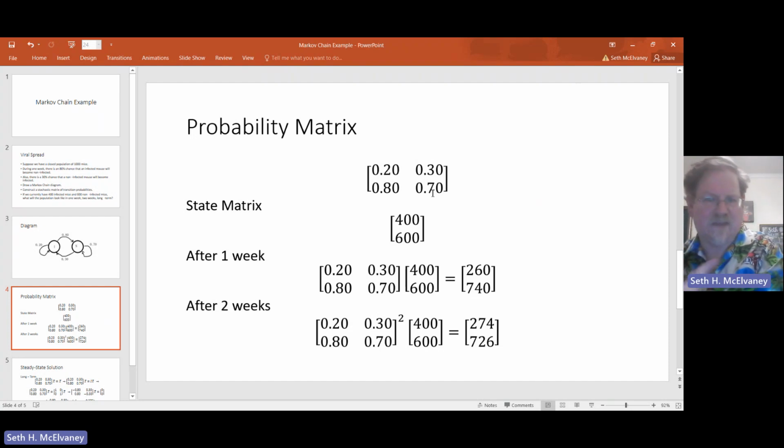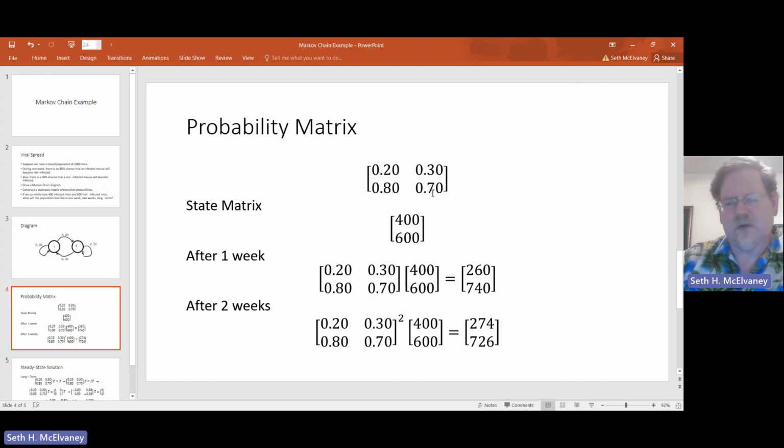That would make us have another state, so that would get a little bit more complicated. All right, but anyway, the question is, what's going to happen after 2 weeks? What we can do is simply take our transition matrix to the second power and then multiply it times our initial state matrix. When we do that, we get this 274 and 726.